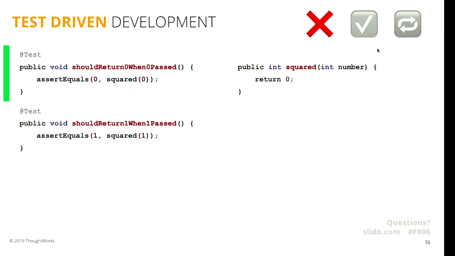The next test should return 1 when 1 is passed, which is obviously failing. This is not what our method is doing. So the change we need to make is to return the actual number, and then both our tests are passing.